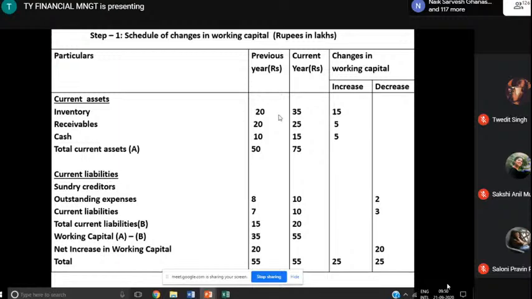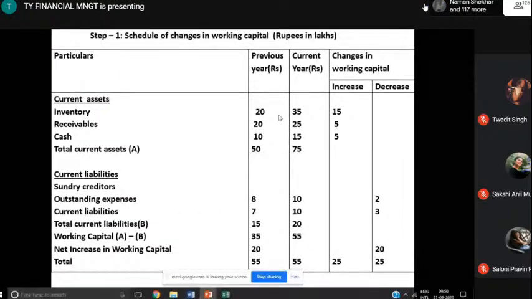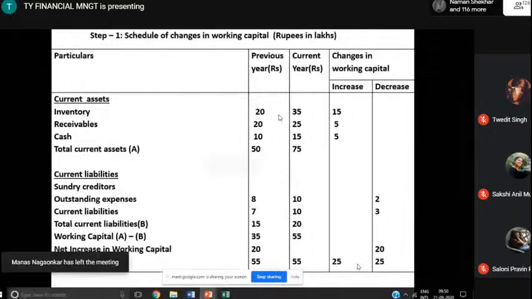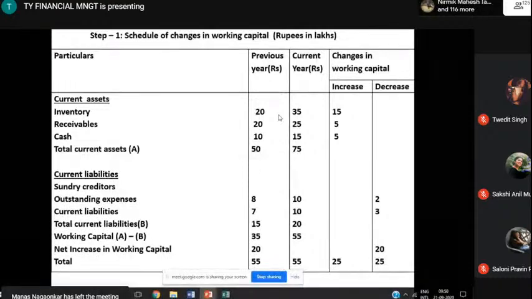I repeat, while copying current liabilities, don't simply copy it. I have given you the hint. Use your brain. This is the second example you are solving. Current assets, any confusion? Just say yes, no.